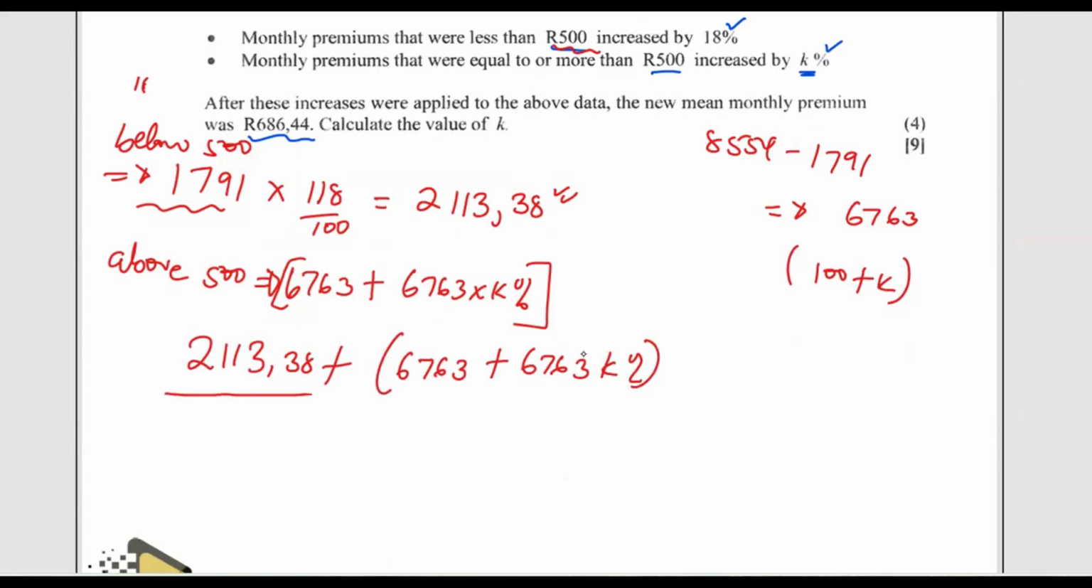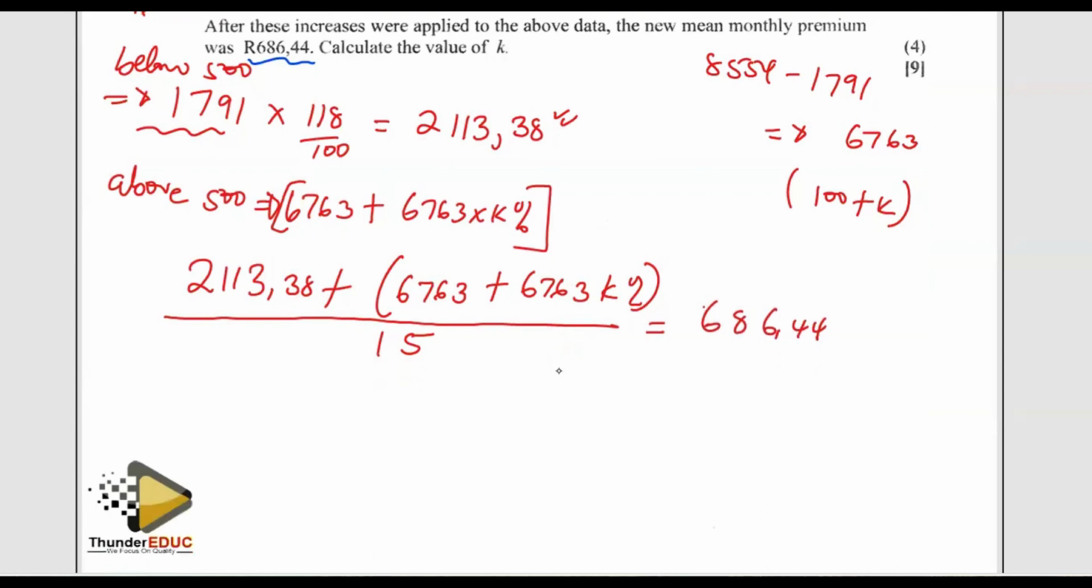And then I'm gonna divide this by 15 and then equate it to the new mean, which is 686,44, okay? Then I'll multiply both sides by 15 so that I get rid of the 15. So times 15, then times 15. So this cancels.